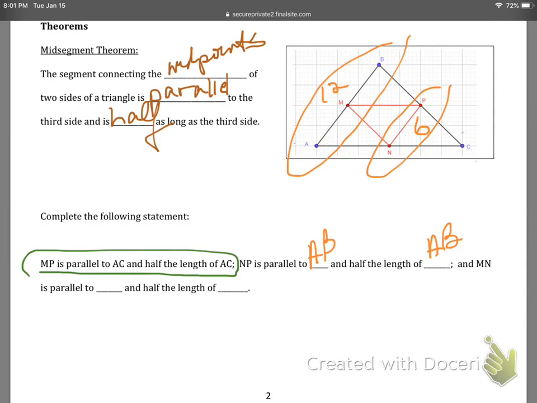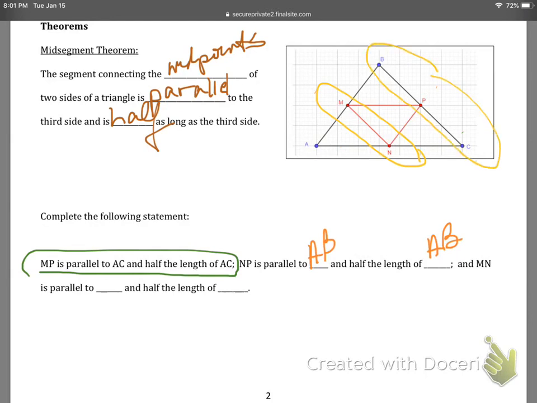Okay? And then we have one last one to do. So see if you can do it ahead while I erase, and then you can compare your answer with my answer. Okay, so MN, where's MN? MN is right here. What is that parallel to? And you should be saying BC. So it's parallel to BC and half the length of BC. So if I told you this was 20, then you should say that is 10.